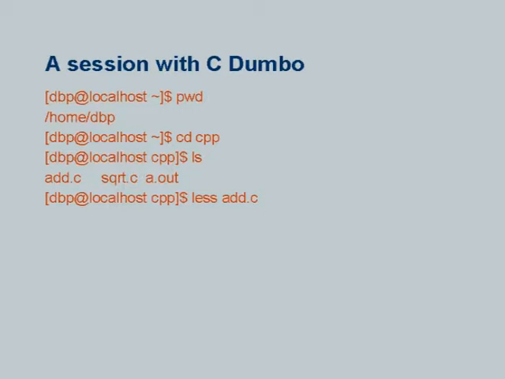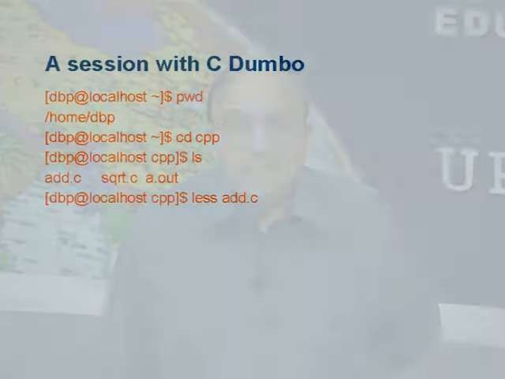Going further, we now show an interaction with a computer which is capable of running C programs. Observe that in this screen there is not a single mention of either a C program instruction or C program compilation, but what we are showing is the interaction with the operating system. Most of you would of course be familiar with this.